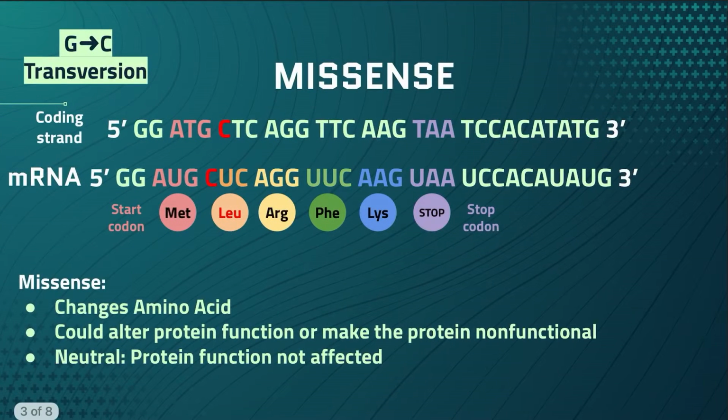Now let's talk about mutations. First, we have missense mutation. For this example, we're going to be changing the G to a C, and this is going to be a transversion. Once we change this, it's going to change what was originally over here, which was valine, into leucine. This just changes the amino acid. It could alter the protein function or make the protein non-functional.